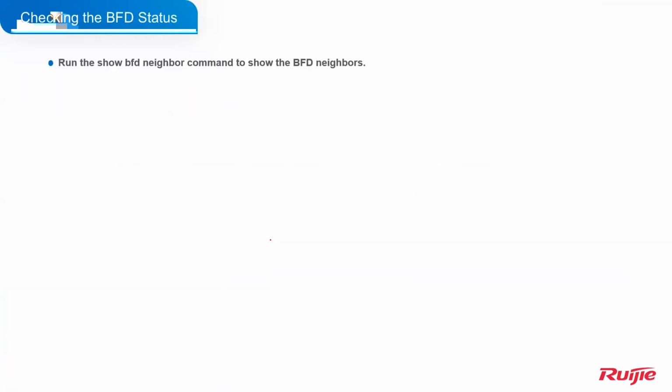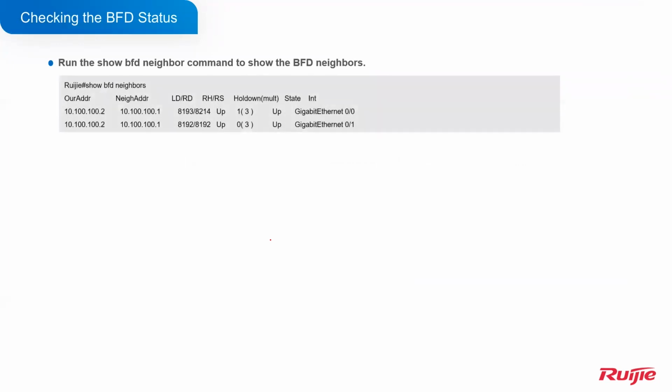And after finishing the configuration, we should verify the result. By using the command show bfd neighbors, you can see our address, neighbor's address, right? And for example, the state is up. When we verify the results, firstly, we should check if the neighbor is what we have configured. And except that, we should confirm if the state of the BFD session is up, right?